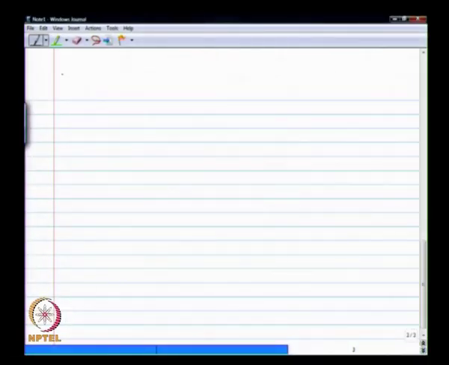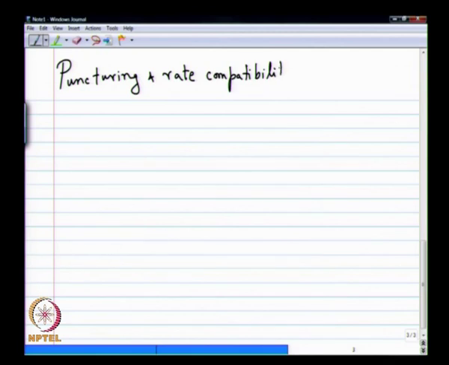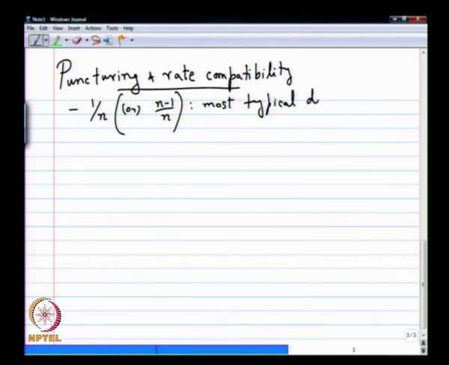But before that, there are a few other things I want to mention about convolutional codes as they're being used today. We should know these things because they are used often. First thing is puncturing and rate compatibility. Usually when you design convolutional encoders, you either design them for rate 1/n, or sometimes people design rate (n-1)/n, but it's not very common. So I'll put that in brackets. Rate 1/n is the most typical design rate.